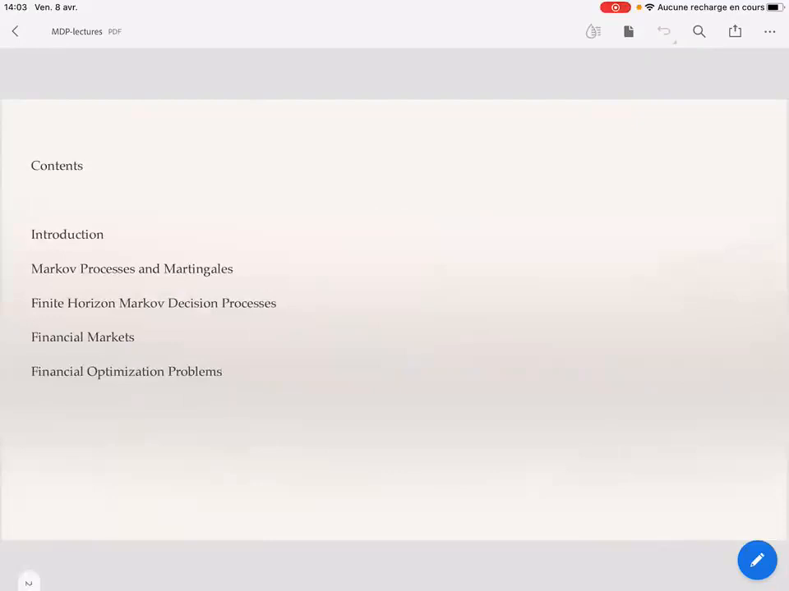So the contents of the course is the following. I will start today with some introduction. I will probably also do today some basic theory of Markov processes and also some Markov theory. I will not prove everything concerning Markov theory because I will not use it so much. And then we will enter really into the topic of the course, which is finite horizon Markov decision processes in discrete time, to be more precise. And then I will introduce some modelization of financial markets. And in the last part of the course we will see some financial optimization problems where we will use finite horizon Markov decision processes as tools to solve these optimization problems in finance.